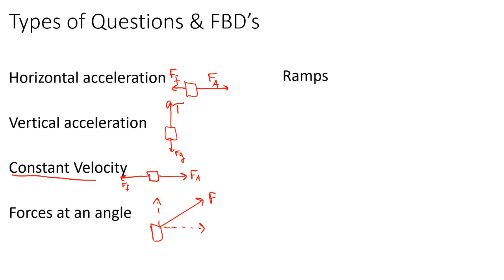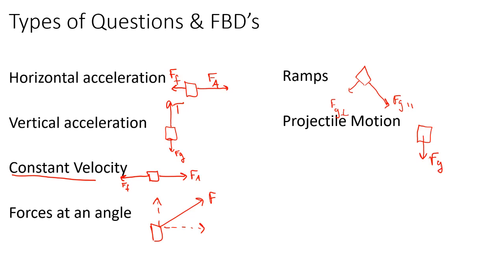Okay, then we looked at ramp questions where we had a block on a ramp and we'd have some portion of gravity that's pushing down the ramp. We'd have some portion of gravity that's acting perpendicular to the ramp. Okay, we also looked at projectile motion questions where the only force that's acting on a projectile is gravity, which is why we only have acceleration in the y direction.